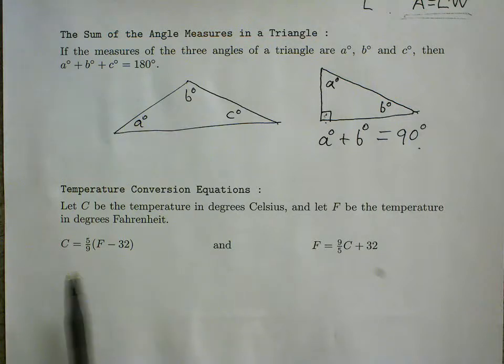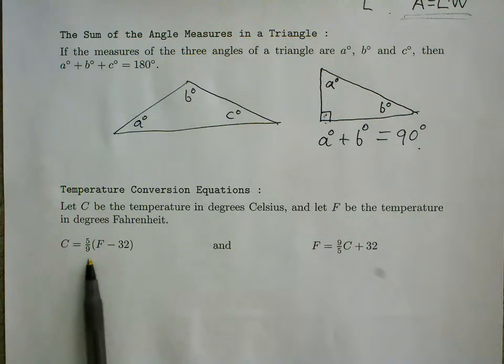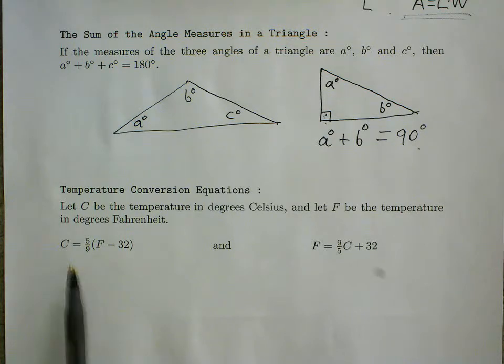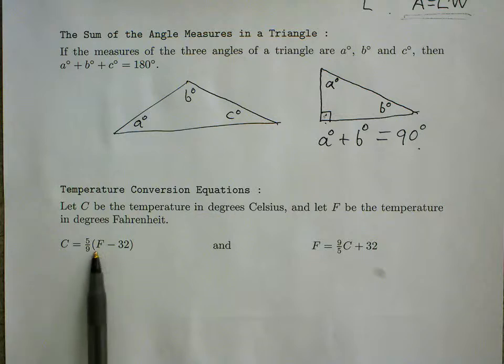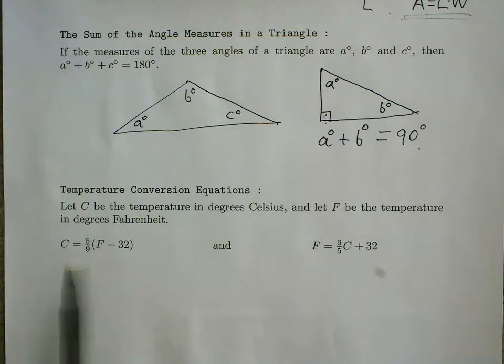If you are a Canadian who comes to the United States and you're listening to the radio and they tell you the temperature in degrees Fahrenheit, then you might wonder what that is in degrees Celsius. So you could use this formula. If you hear the temperature in degrees Fahrenheit, you would just replace capital F with that number and then do the arithmetic, and that would convert it to degrees Celsius.